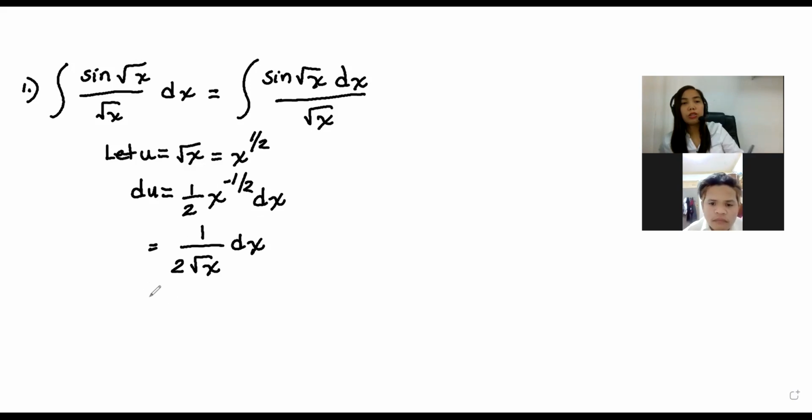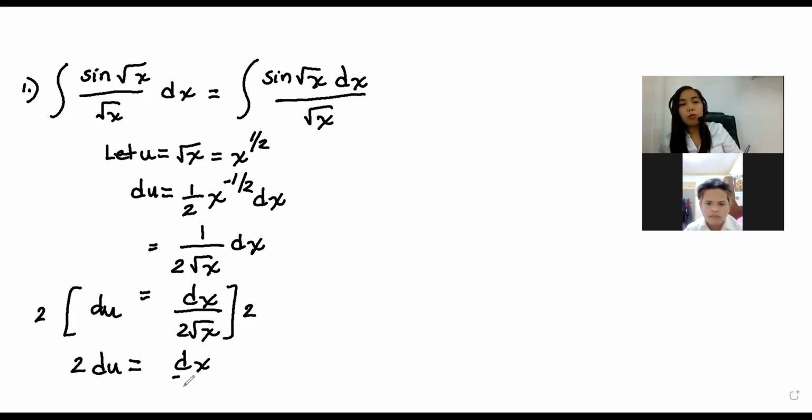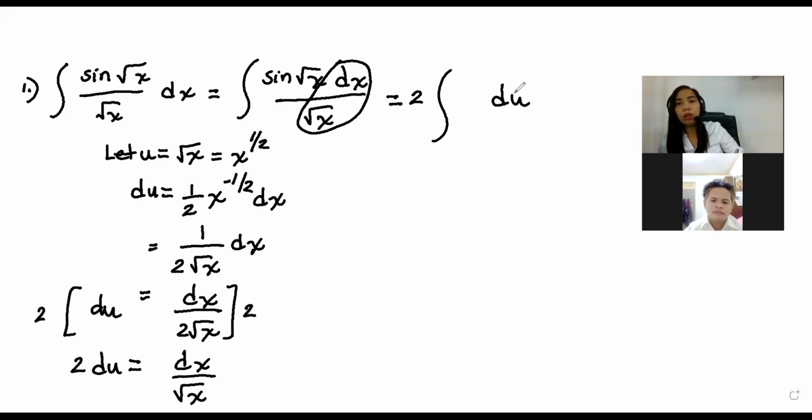Ito yun, dx over square root of x. This is just the same with dx over 2 square root of x. So sa given function class, ang given ay dx over square root of x. So kailangan natin mawala yung 1/2. So therefore, we're going to multiply both sides. The reciprocal of 1/2 is 2. So multiply both sides by 2. So we will have 2 du is equal to dx over square root of x. So dapat, kung gagamitin natin ang substitution rule, lahat sila in terms of u, and meron na tayong 2 du.